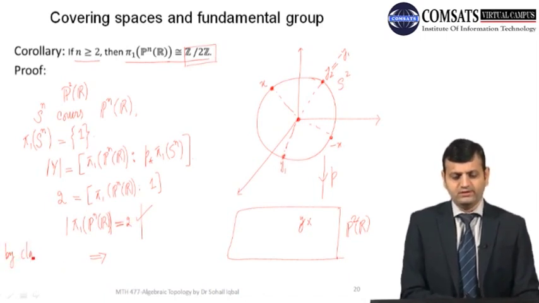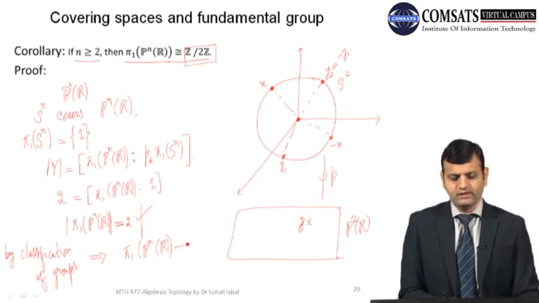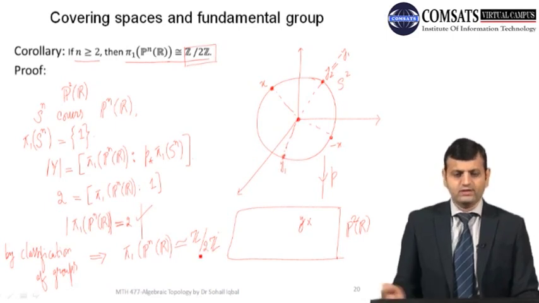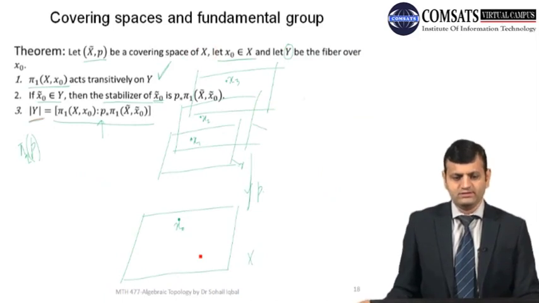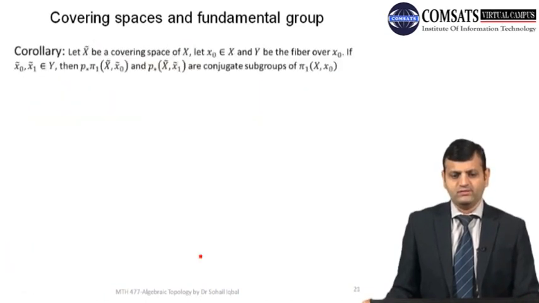So by classification of groups, we can say that pi 1 of P^n(R) is isomorphic to Z quotient 2Z. Okay, so that's how we can, for example, compute the fundamental group of real projective planes, using the results we discussed earlier, which tell us the relation between the covering spaces and the fundamental group. We can exploit these relations to explore information about the fundamental group, or about the covering spaces. This provides us a bridge between the covering spaces and the fundamental group. Okay, so let's go on with our next result.